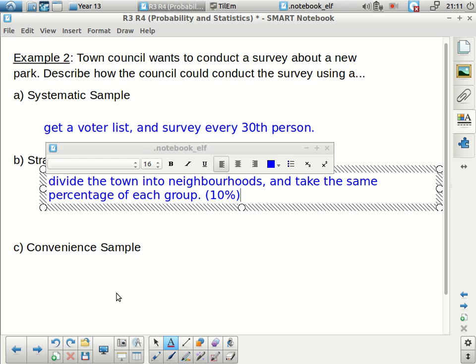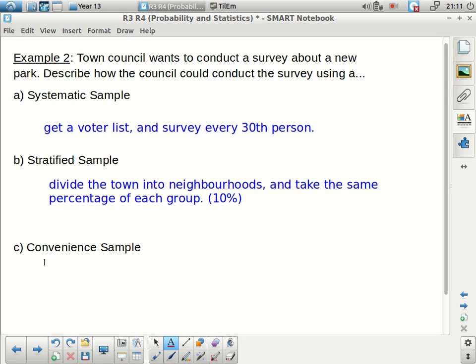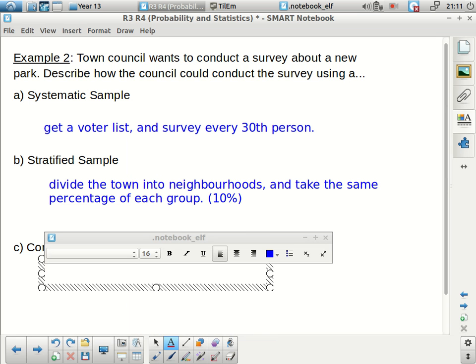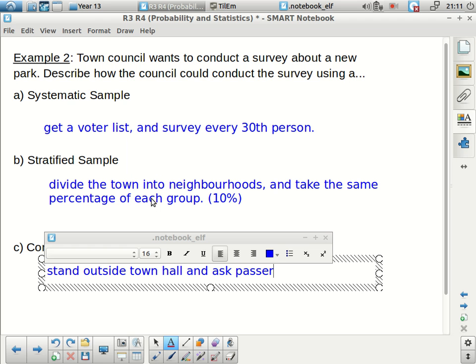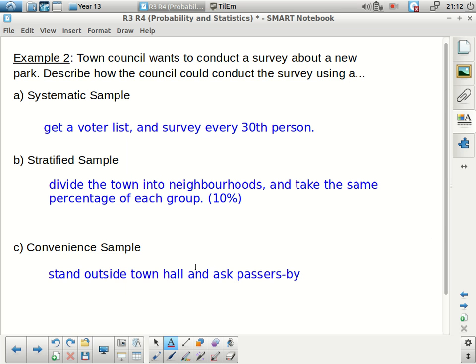Okay, last type is convenience sample. And convenience just means take whatever is relatively available. So maybe they would just stand outside town hall and ask passersby. Okay, so you just grab people who are really easy to get. Okay, this one is biased because people who are walking by town hall probably work downtown or are shopping downtown. That creates a certain type of person.